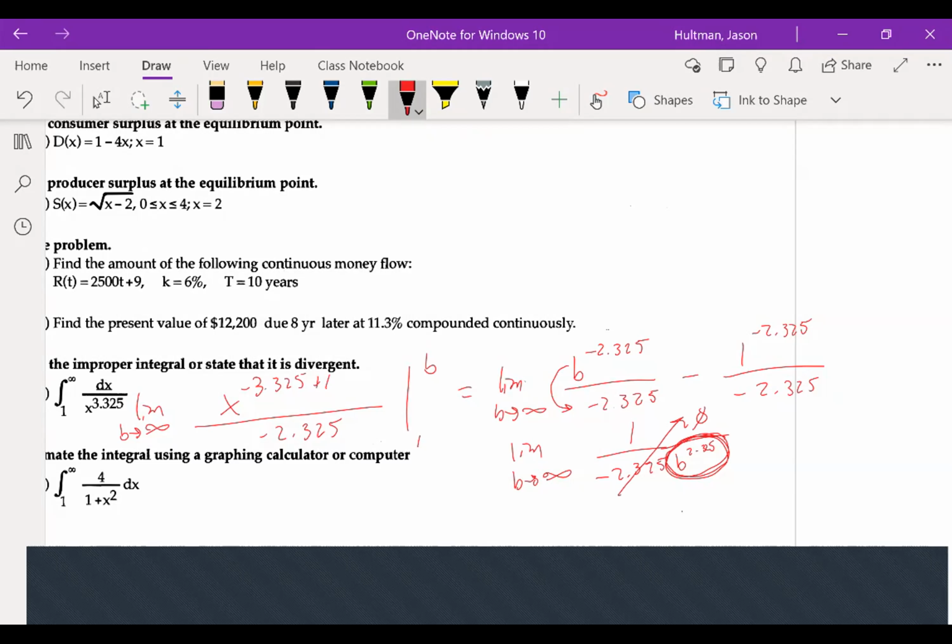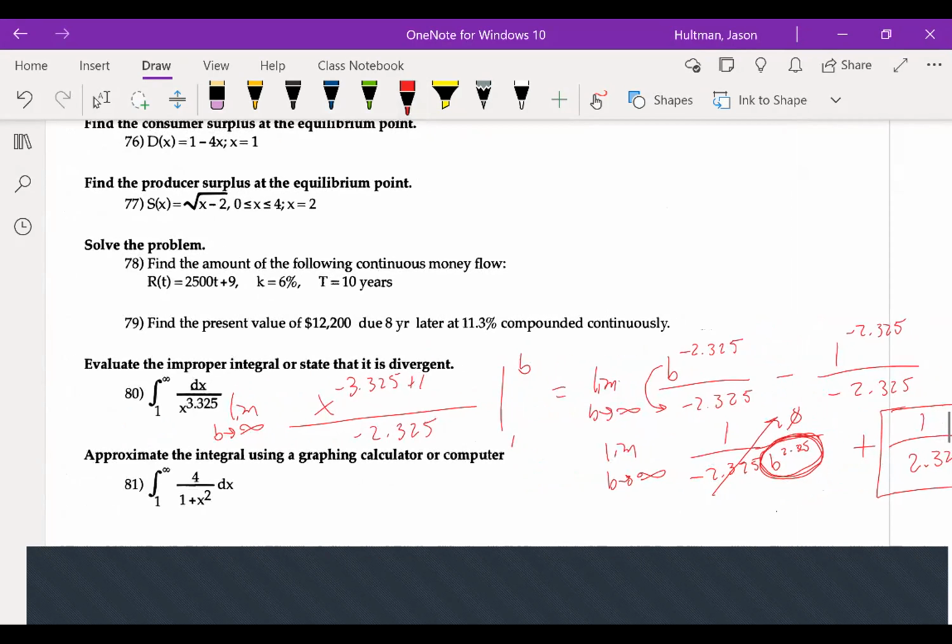And the two minus signs are going to cancel here. This is going to be plus. Okay, 1 to any power is just 1 over 2.325. So the only thing that survives here is this, 1 over the 2.325.